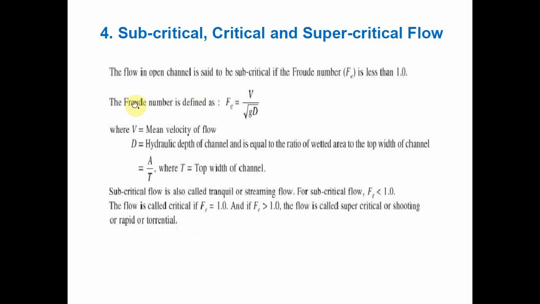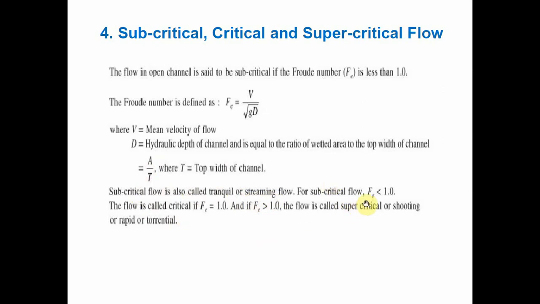Therefore, the Froude's number is defined as F is equal to V upon root of g into d, where V is the mean velocity of the flow and d is the hydraulic depth of the channel and is equal to the ratio of the cross-sectional area to the top width, that is d equals A upon T, where T is the top width of the channel and A is the cross-sectional area. So subcritical flow is also called tranquil or streaming flow.